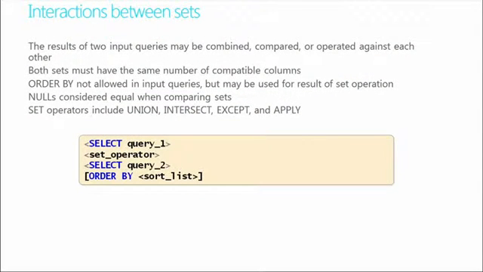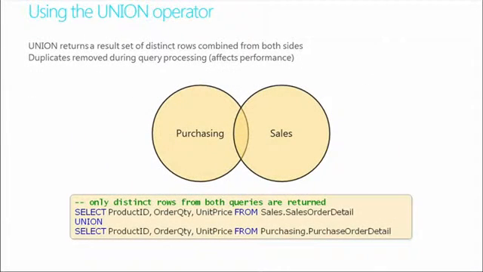A set operator is an interaction between sets. It's the results of 2 input queries that can be either combined, operated against, or even compared. Both of them have to have compatible columns, the same number of columns. You can't use the order by clause within these input queries. Nulls are considered equal when you're comparing sets. Some of these set operations include union, intersect, except, and apply.